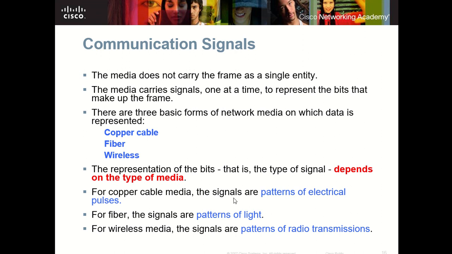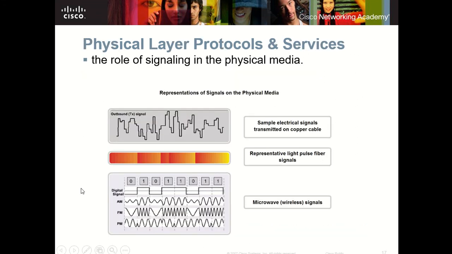Okay, I hope it's clear. Signals: the electrical pulses, patterns of light, patterns of radio transmission. Since physics is a separate subject, that will be discussed in more detail there. Anyways, so these are the representations of signals.